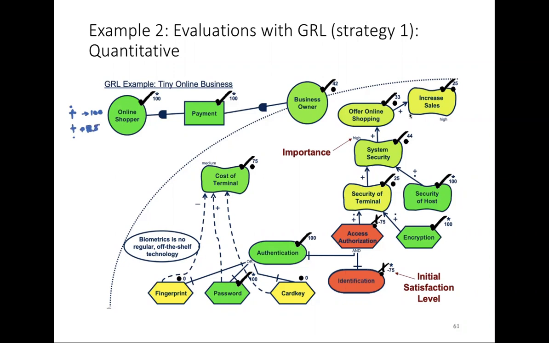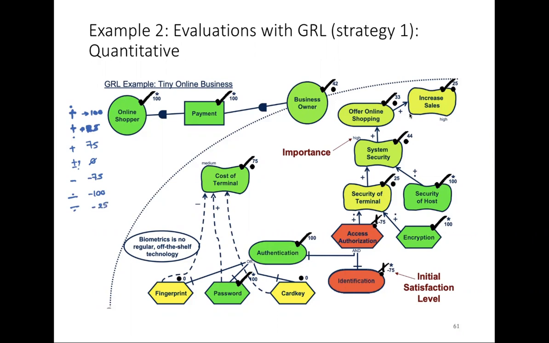And if you have a plus, this is some positive contribution, that's 75. And if you have unknown, plus and minus and then question mark, that's a 0. And if you have some negative, that's a negative 75. And if you have a break relationship, that's minus 100. And if you have a hurt contribution, this is a negative 25.